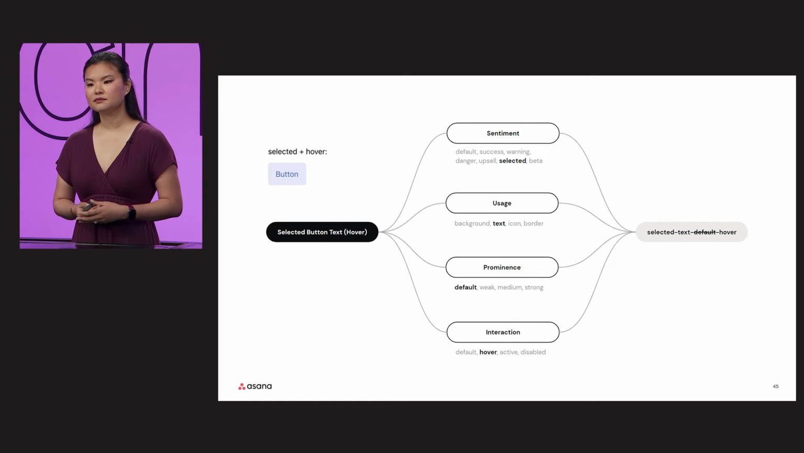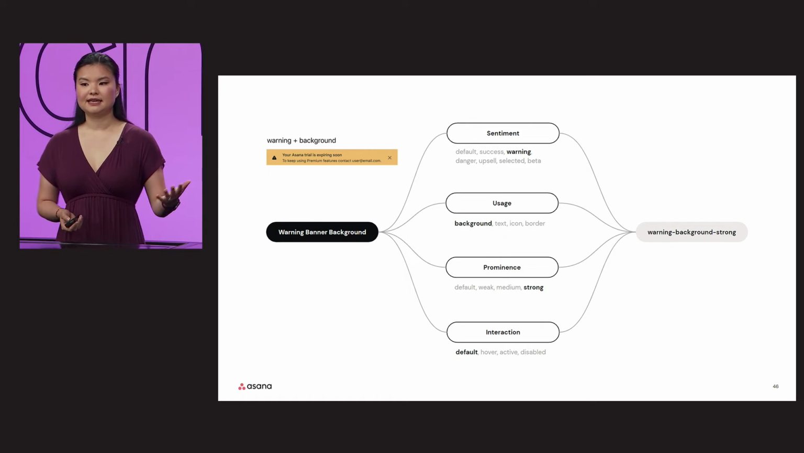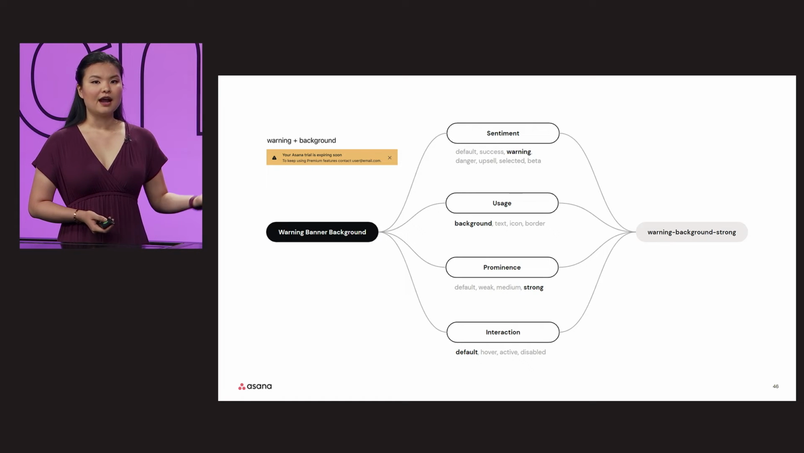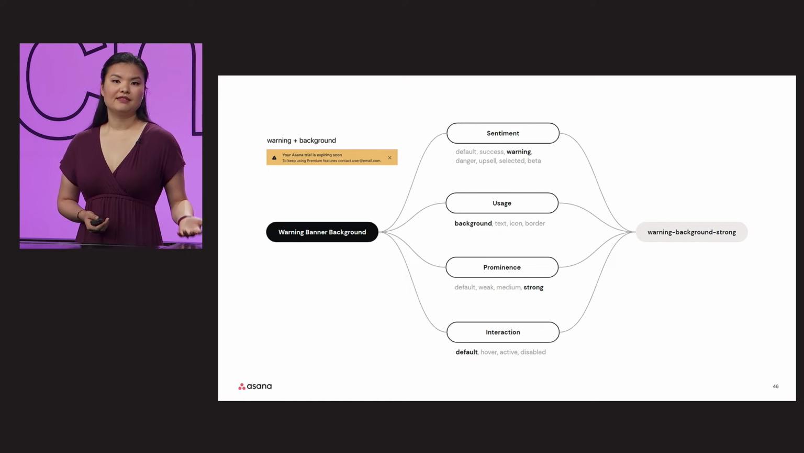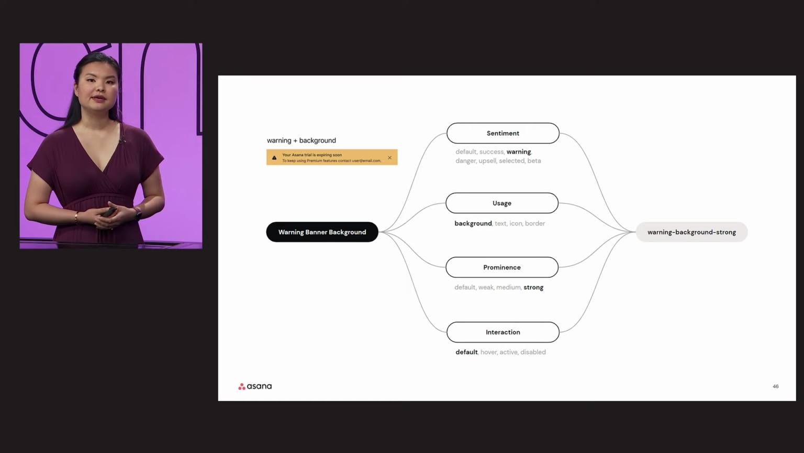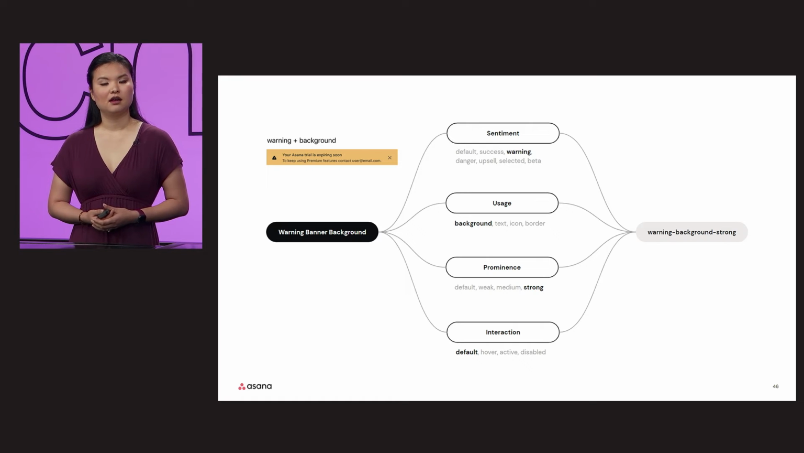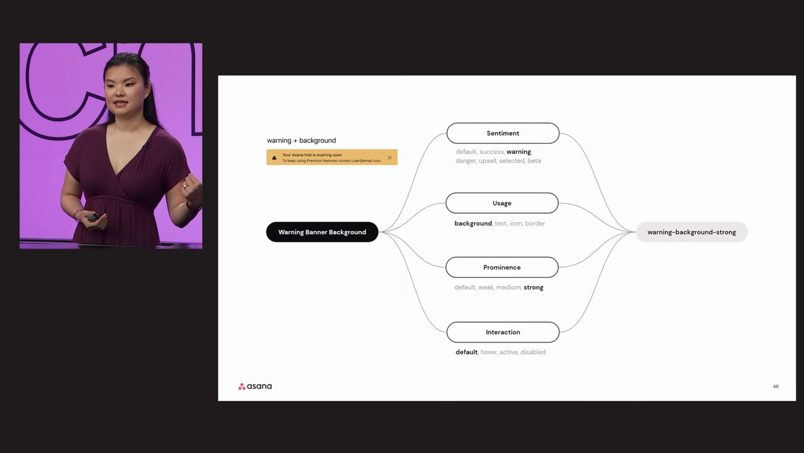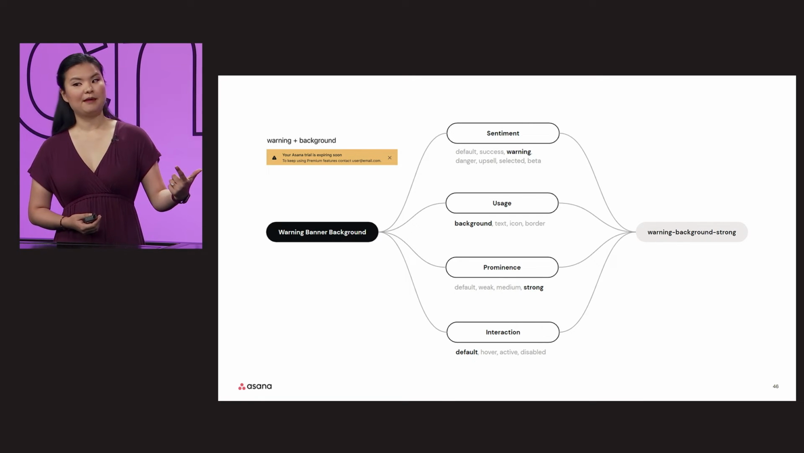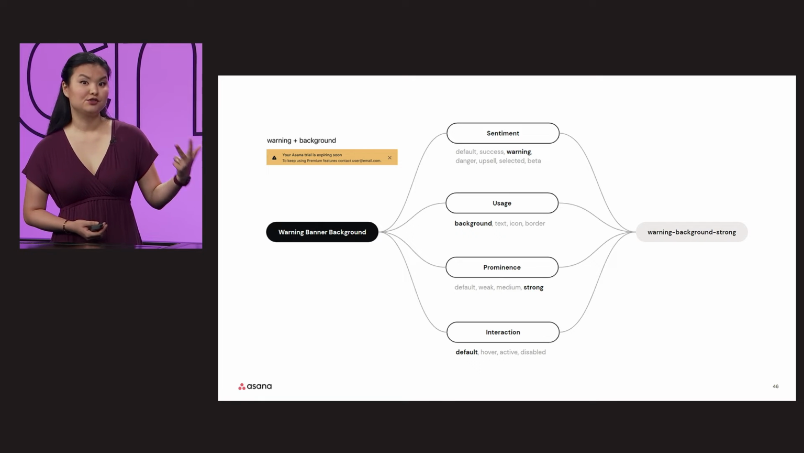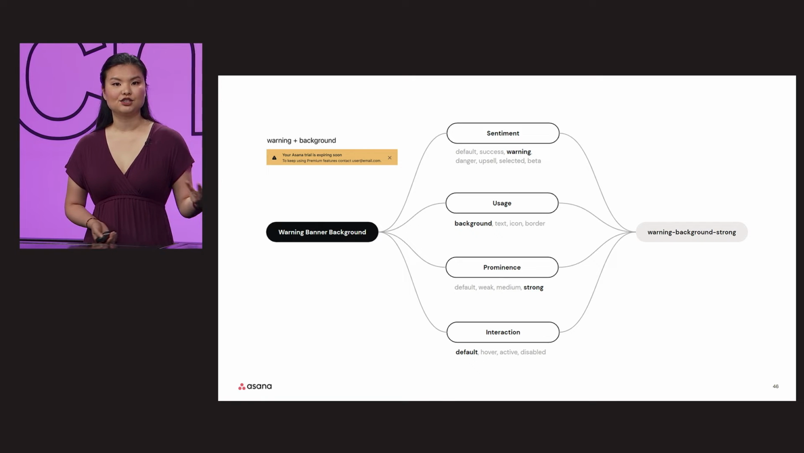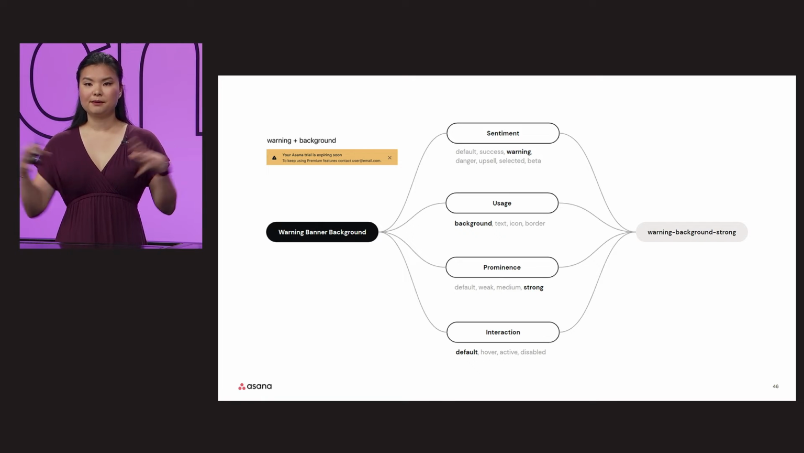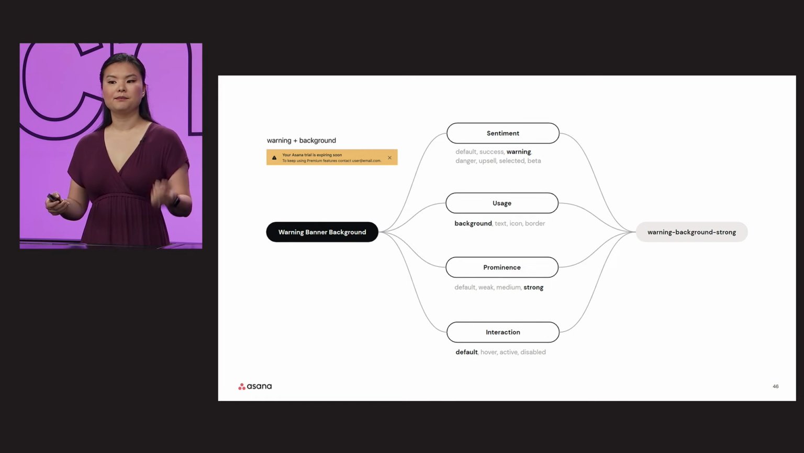Going through another quick example, in our app, we have a warning top bar component that looks like this. We needed a token to capture its background color. Using our token naming convention, the sentiment we're conveying is the warning sentiment. The usage is to describe its background. The prominence is strong in this case, and the interaction is just the default. And so we combine these pieces together to get warning background strong.